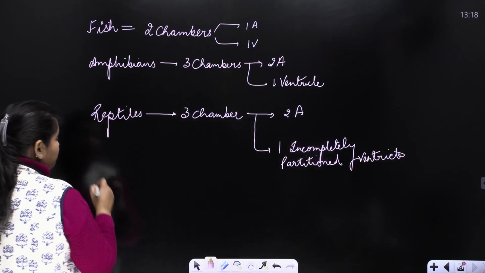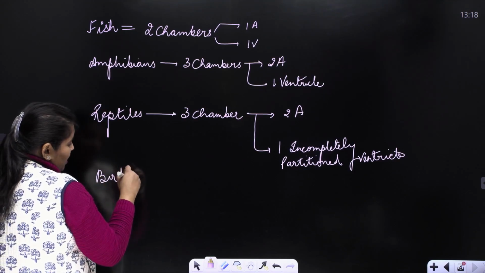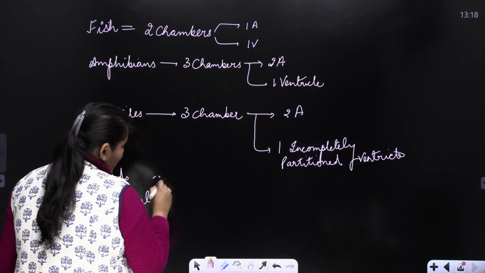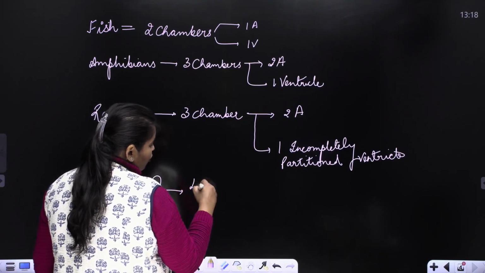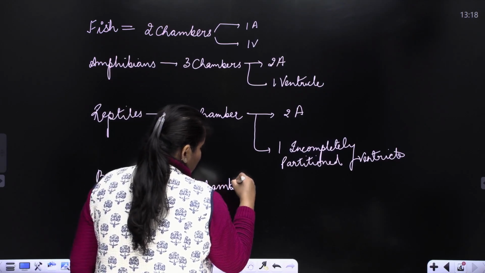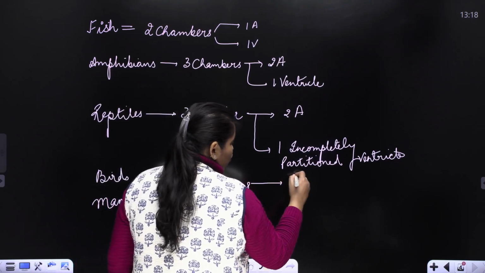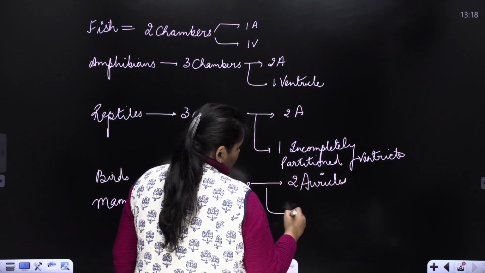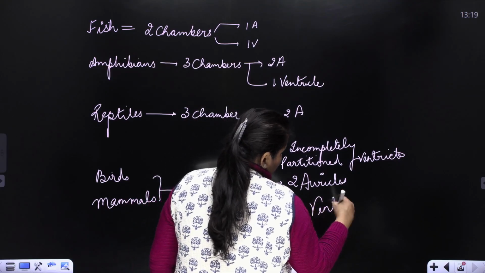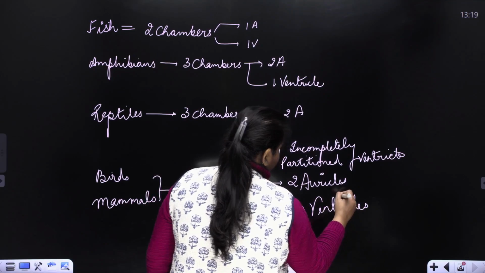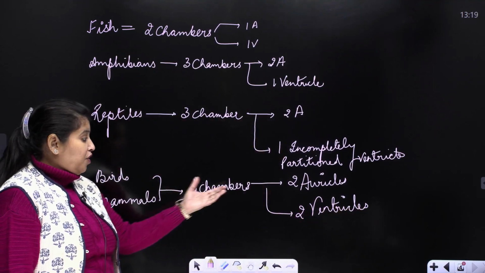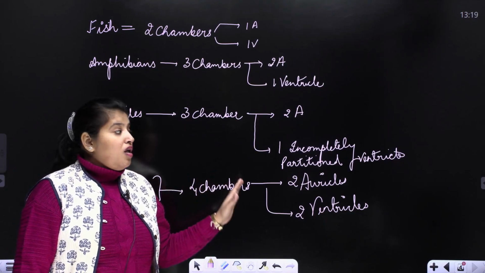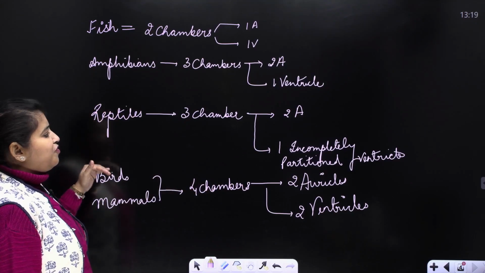And birds and mammals both have four chambers, completely partitioned: two auricles and two ventricles. These are completely partitioned, two auricles and two ventricles. So this is the information you should know about the number of chambers in different organisms.